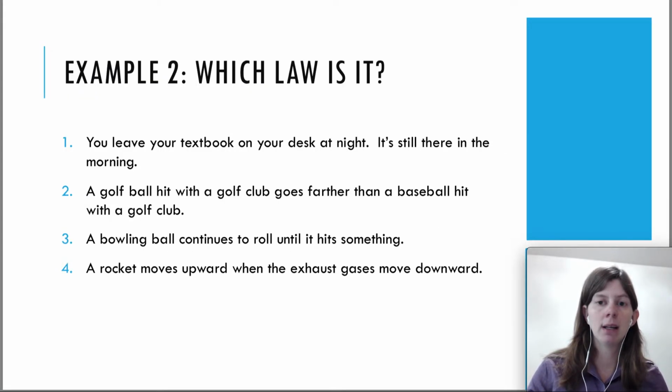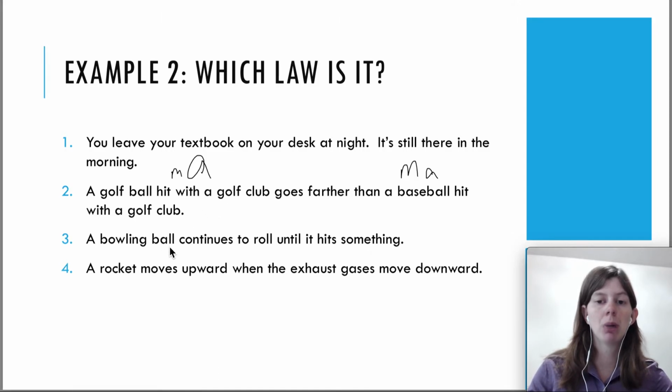And the last thing is an example, but it's just really a conceptual thing. To review the three laws, which law is it? You leave your textbook on your desk at night. It's still there in the morning. Well, this is Newton's first law. An object at rest remains at rest if there's no net external force acting on it. Number 2, a golf ball hit with a golf club goes farther than a baseball hit with a golf club. A golf ball is less massive than a baseball. So less mass, when mass is small, that means the acceleration is big. The mass is bigger, the acceleration is smaller. So this is an example of Newton's second law.